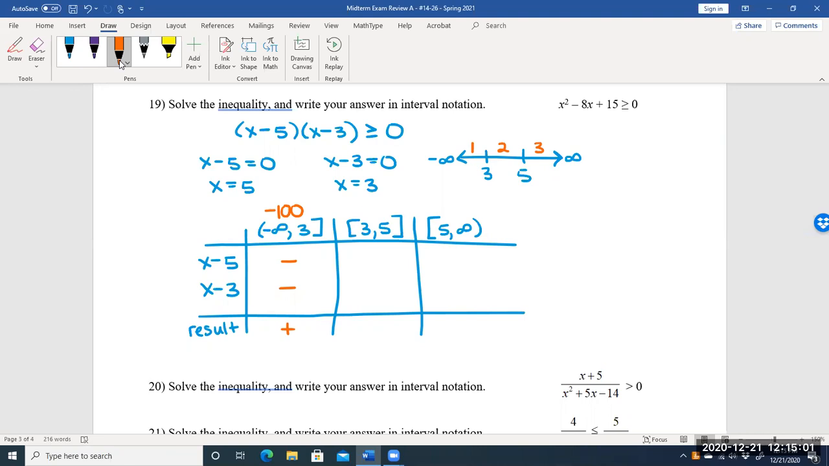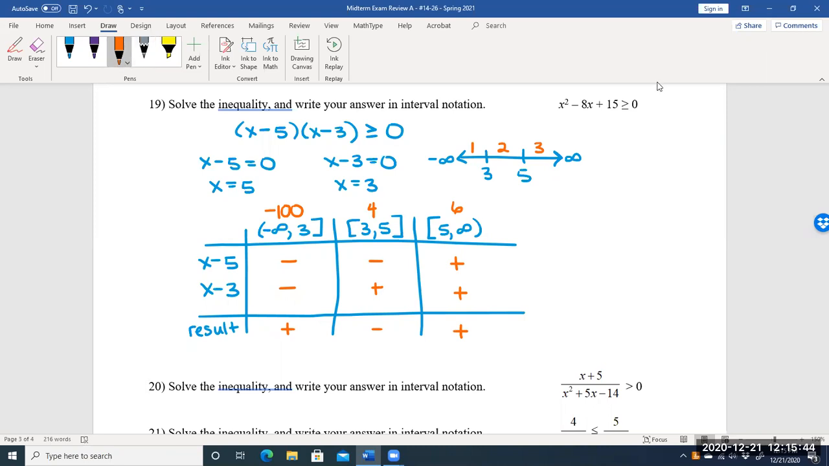Now I chose to plug in -100, but any number you plug in, as long as it lies in that interval, is going to give you a negative and a negative, which would then give you a positive, because a negative times a negative is a positive. Between 3 and 5, how about 4? 4 seems like a good number to plug in. 4, when plugged into x minus 5, would give you a negative. 4, when plugged into x minus 3, would give you a positive. A negative times a positive is a negative. And then a number bigger than 5, like maybe 6 would be a good choice. I get positive, positive, and a positive times a positive is a positive.